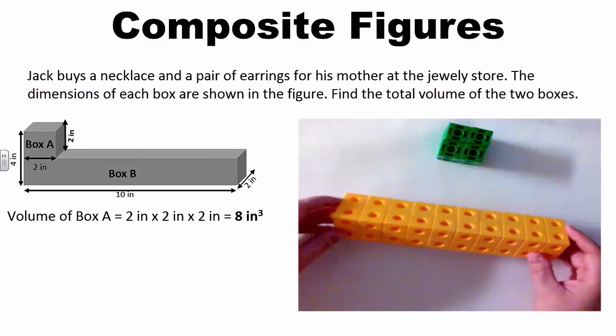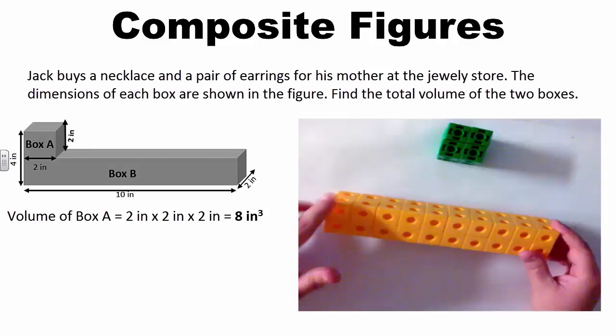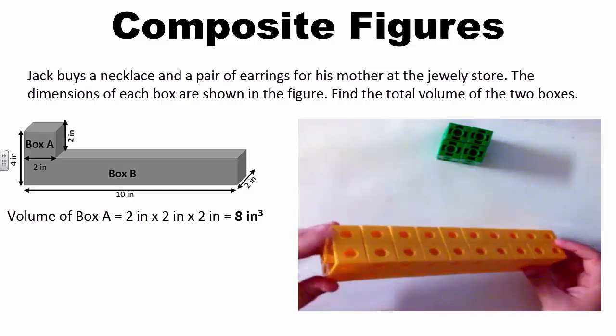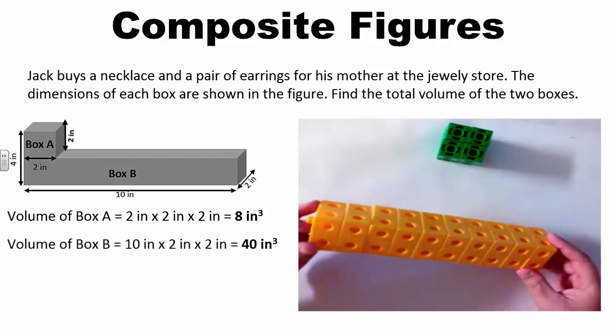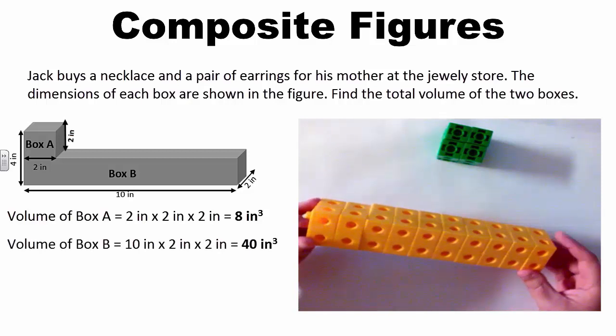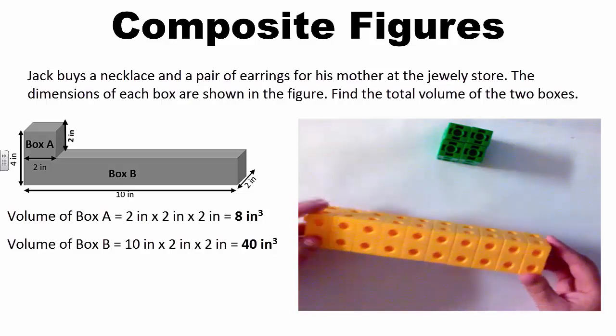The figure shows that box B has a length of 10 inches, a width of 2 inches, and a height of 2 inches. Since 10 inches times 2 inches times 2 inches equals 40 cubic inches, the volume of box B is 40 cubic inches.